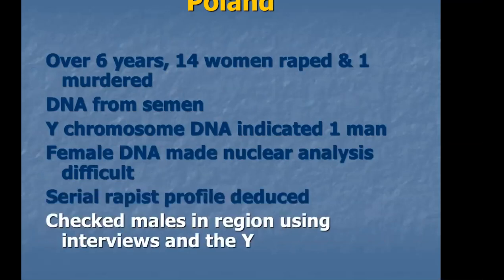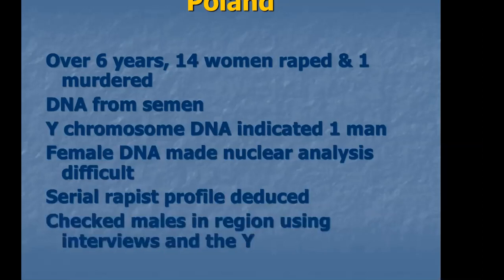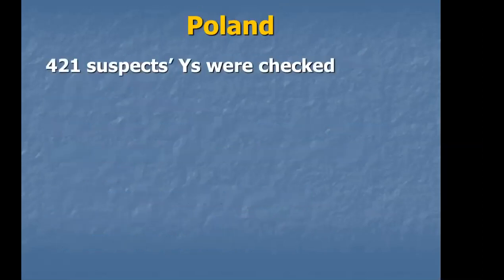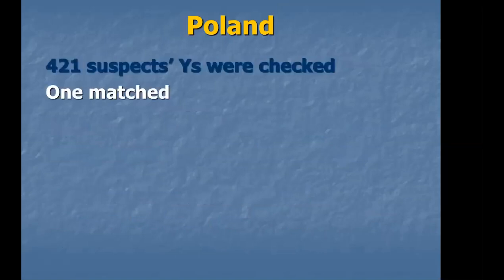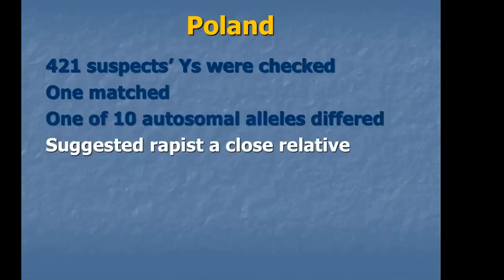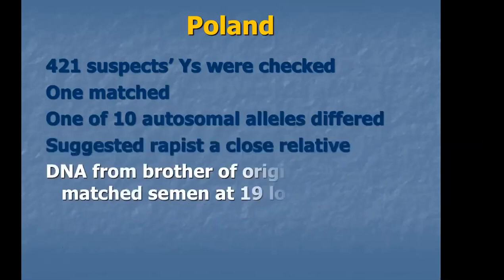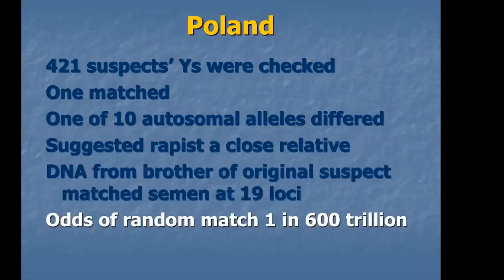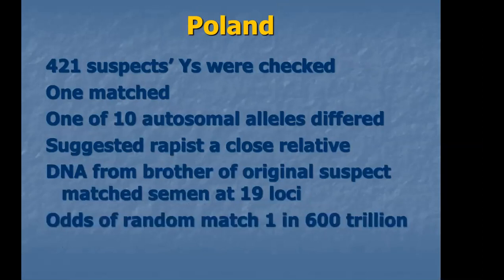Investigators checked males in the region using interviews as well as the Y chromosome. This was in Poland. 421 suspects' Ys were checked. 1 matched. 1 of 10 autosomal alleles differed, suggesting maybe the rapist was a close relative. And sure enough, DNA from the brother of the original suspect matched semen at 19 loci as well as the Y chromosome. The odds in this case of a random match were 1 in 600 trillion.